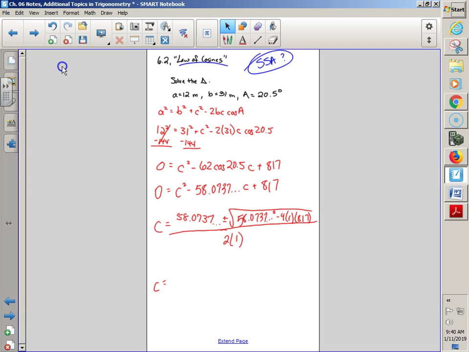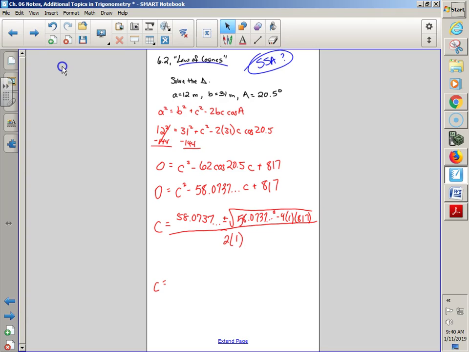So what do we have? We have 62 cosine of 20.5. And C is equal to... Remember, for plus or minus, you have to do them separately. You can't do them all at the same time. B squared minus 4AC over 2A. You can do the positive one and you can do the negative one.